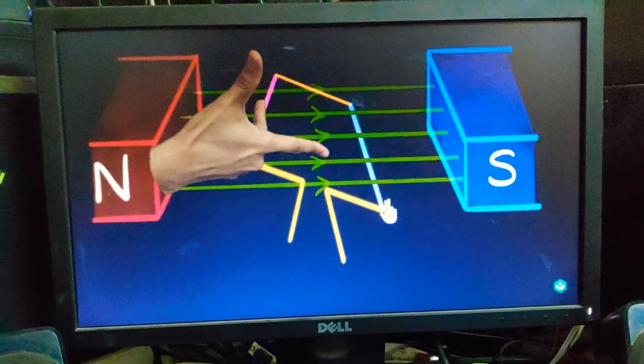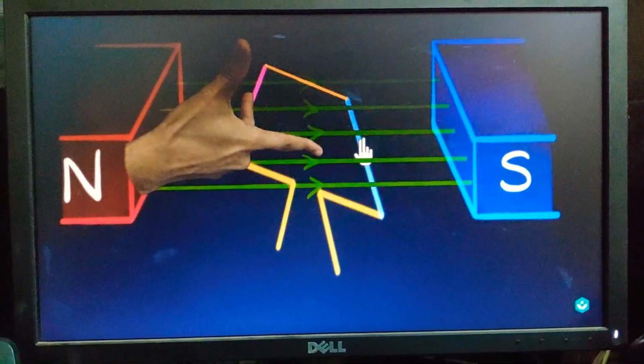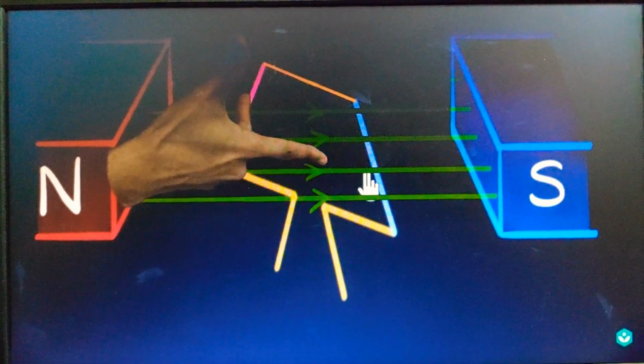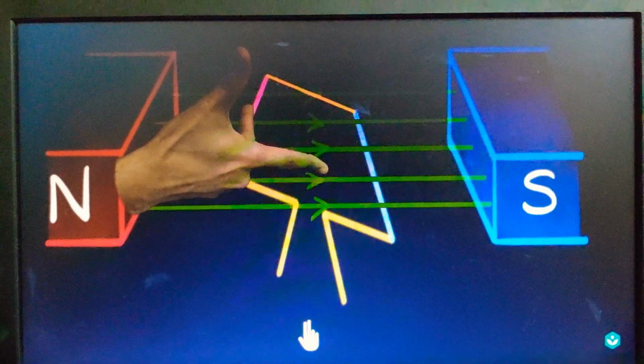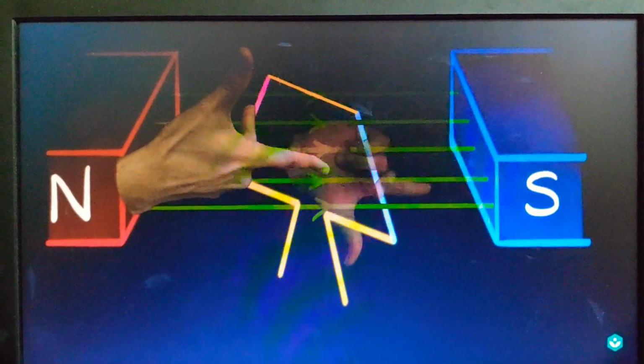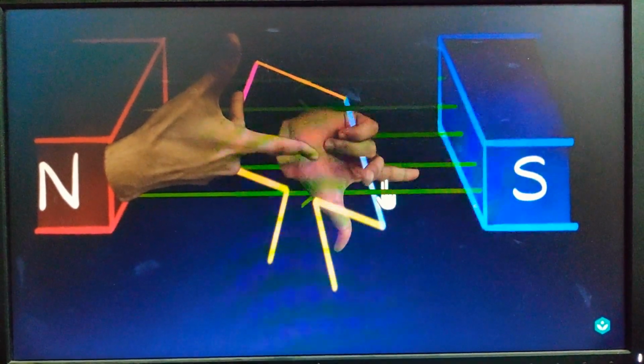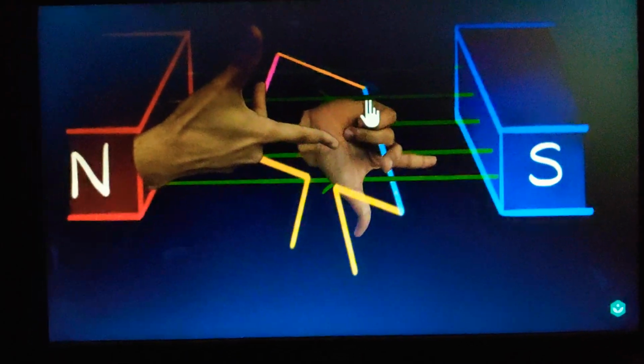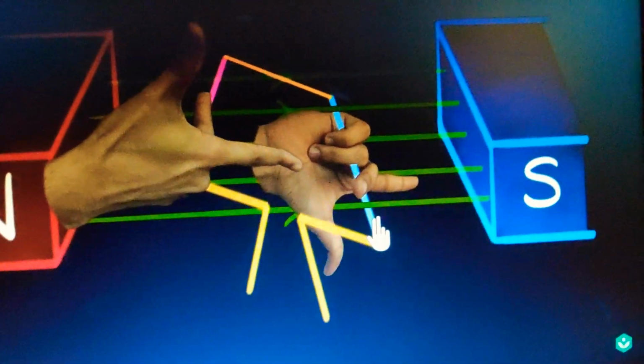Similarly, the blue wire is moving downwards. So the thumb will be pointing down, the forefinger will still be pointing to the right. And so if we arrange our right hand over here, it will look like this. The middle finger is pointing out of the screen. That means the current in the blue wire will be coming out of the screen.